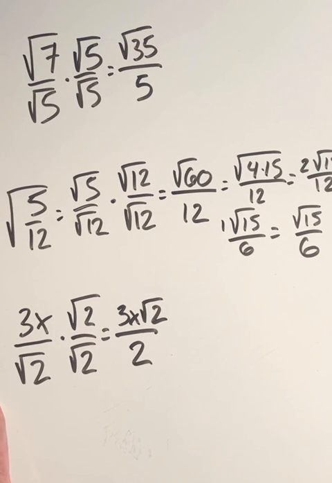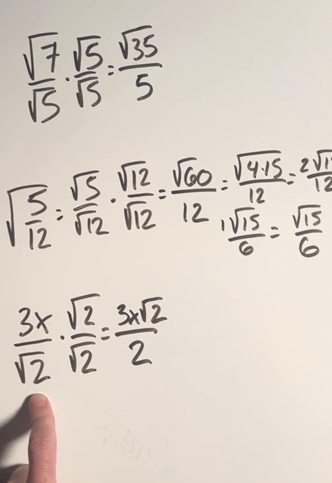There's nothing else to simplify here. The only idea is that I have to get the irrational number out of the denominator. I do that by multiplying by it.